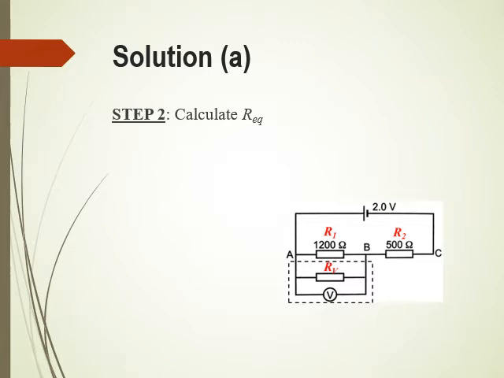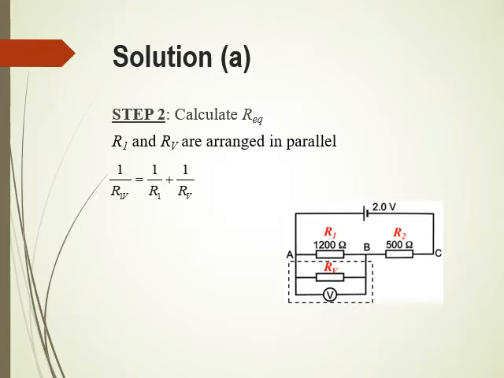As you can see here, R1 and RV are arranged in parallel. So by applying the equation for resistors in parallel, we have 1 over R1V equals 1 over R1 plus 1 over RV. In the first question RV is infinity, and 1 divided by infinity is equal to 0. Therefore, in this question, R1V is just equal to R1, which is 1200 ohm.